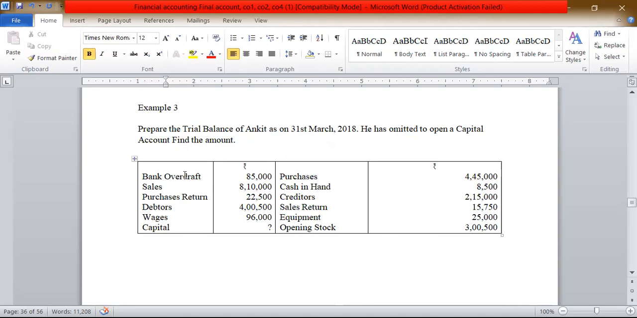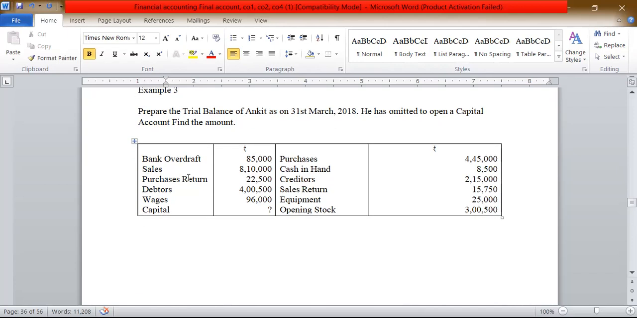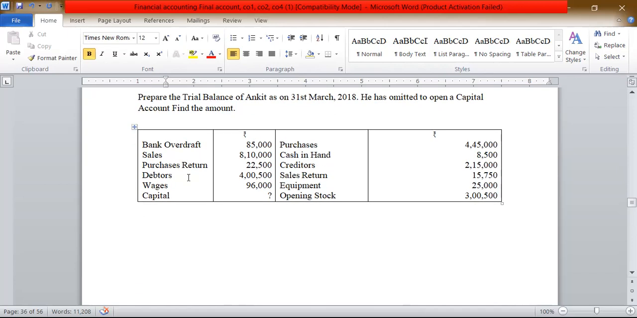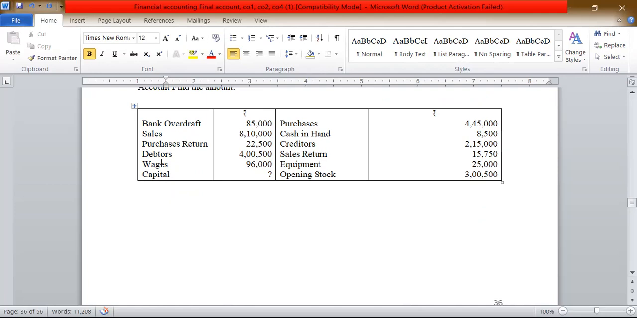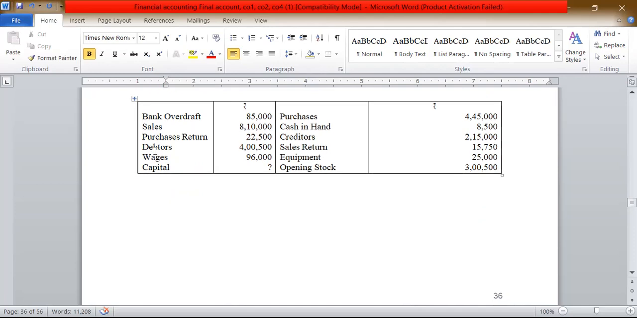See, coming to bank draft, it is a current liability. We can show it in the credit side. Sales as inflow, income, we have to show in the credit side. Purchase returns. In the trial balance, purchase returns is an expenditure, we can show in the debit side. Debtors is an asset, we have to show in the debit side. Wages are expenses, these are shown in the debit side. So capital is an investment, we can show in the credit side.